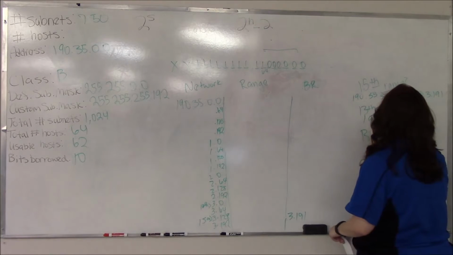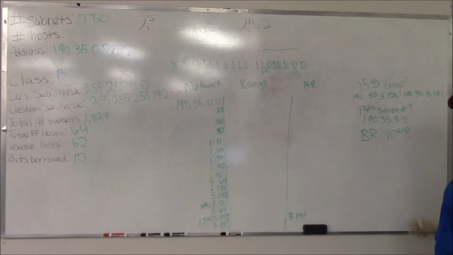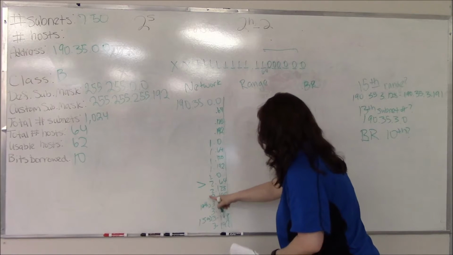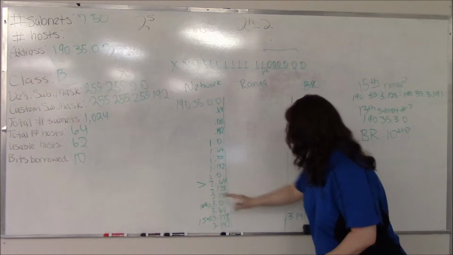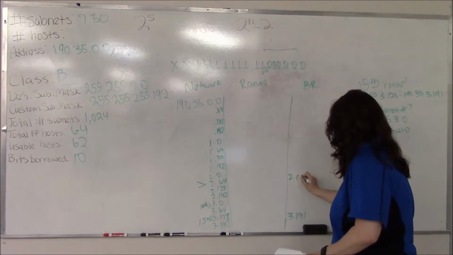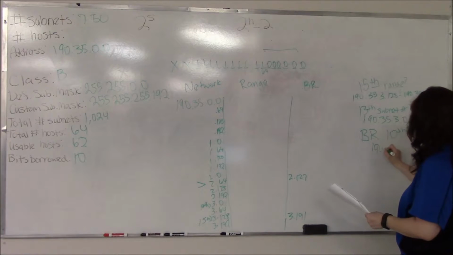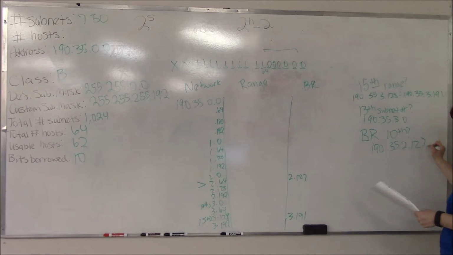Broadcast for the 10th. 190.35.2.127. 13th, 12th, 11th, 10th. To find the broadcast, we want one less than that. So it'll be 2.127. So your whole address is 190.35.2.127.